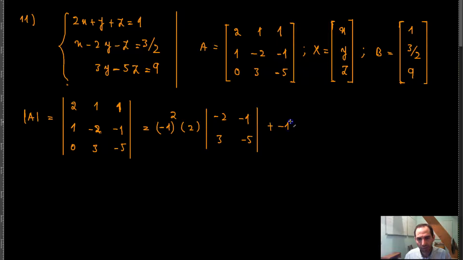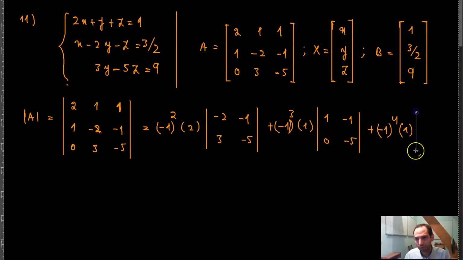plus -1 raised to the third power times 1 times the determinant, deleting this column and this row, 1, -1, 0, -5, plus -1 raised to the fourth power times 1 times the determinant 1, -2, 0, 3.